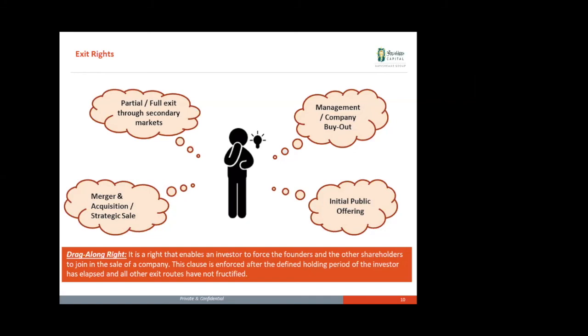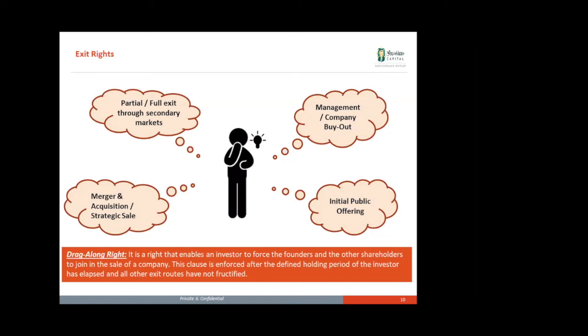But the key to understand in the exit rights is that investors have to exit, most of them always will have to exit, and the timeline will depend on the kind of investor, but it's largely between 5 and 6 years. And then if all these options are tried out, you've tried a strategic sale, you've tried to go in for a merger, you've tried to get the management to buy it out, or you've even tried the IPO, and none of it has worked, then there is a clause that an investor can enforce, which is called the drag clause, where they can enforce that the founders sell their share in the company to a buyer that the investor has identified.